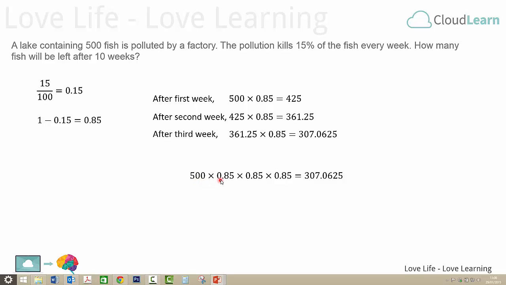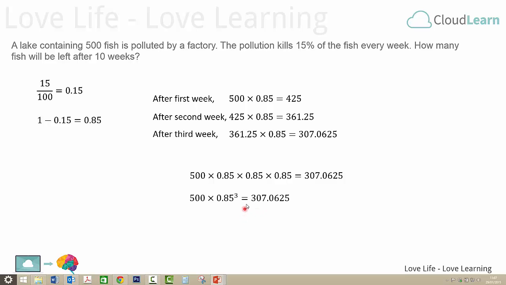500 times 0.85, that's what we're doing here, and that gives us 425. So this is really 425 here. And then we multiply that by 0.85 to get 361.25. So up to here we now have 361.25. And then finally we multiply by the final 0.85 to get our 307.0625. Now, is there a quicker way of doing this? Yes, there is. We do this.